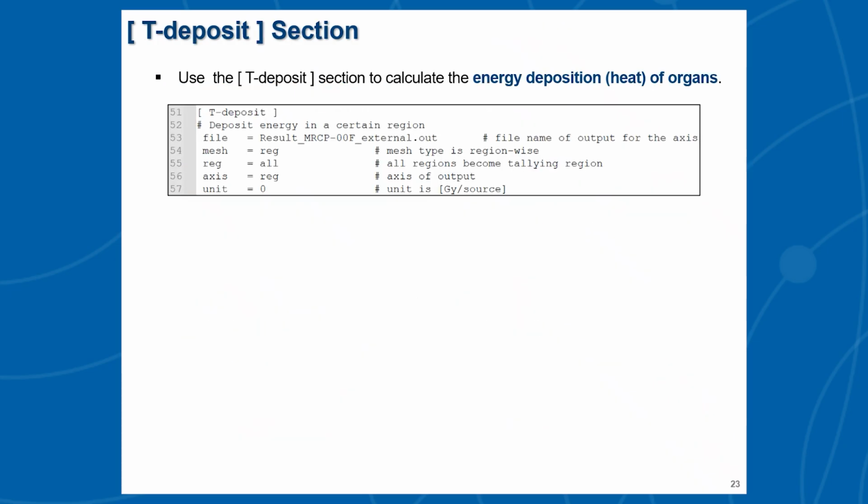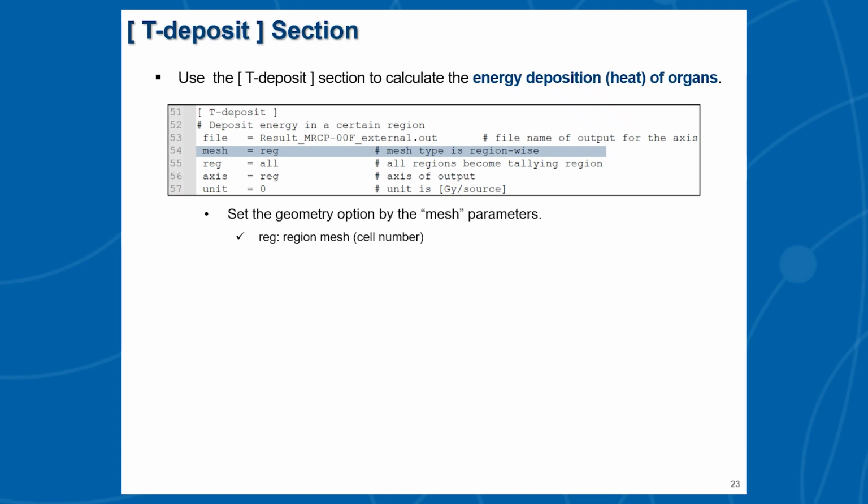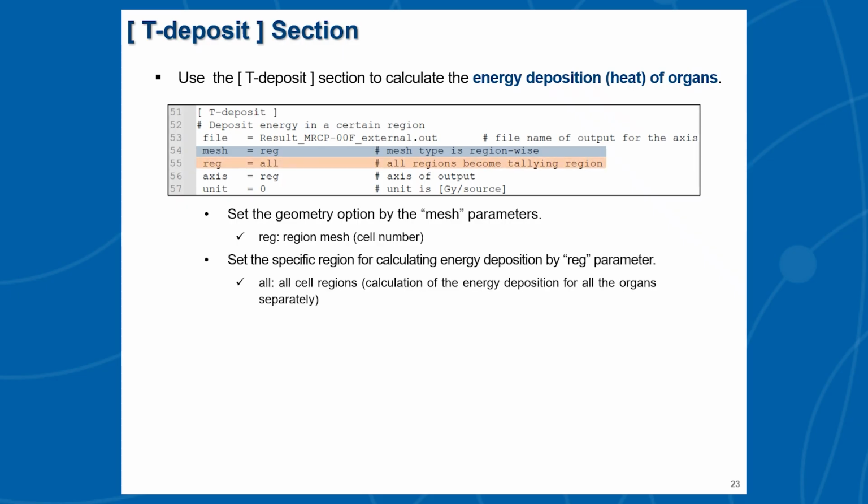Finally, the t-deposit section was used to calculate the organ doses. The t-deposit section calculates the energy deposition in the region of interest. For the tetrahedral mesh geometry, you can set the mesh command to reg in line 54. In line 55, you can specify the organs for those calculations. If you type all, energy deposition will be calculated for all the cell regions.